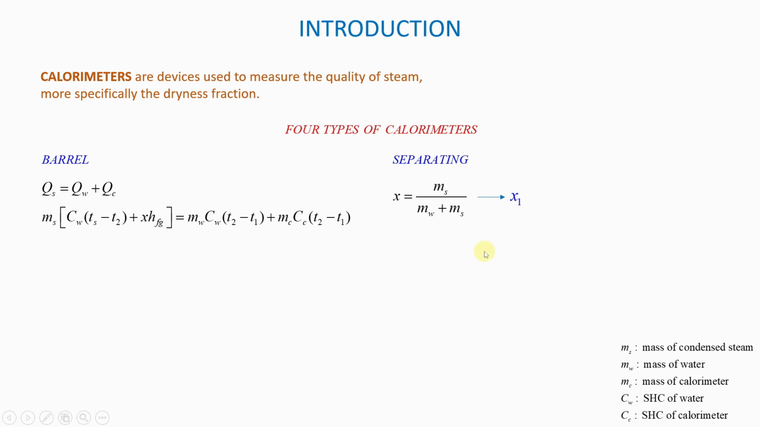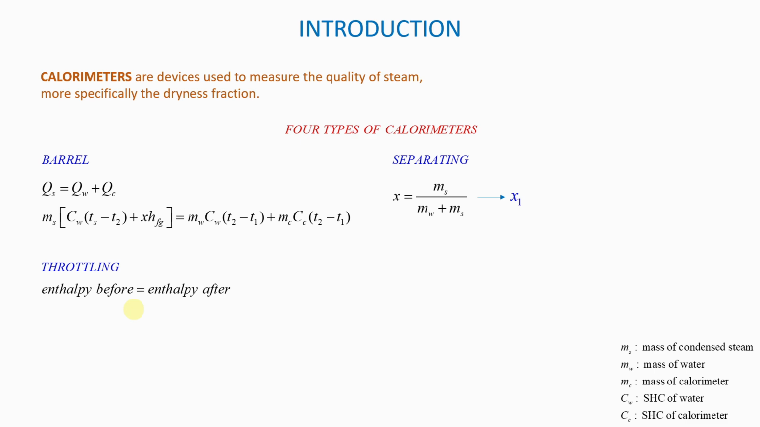After the separating calorimeter, we have the throttling calorimeter. In power machines, when you come across the expression throttling, if they tell you that throttling is taking place, that simply means that the enthalpy before is going to be equal to the enthalpy after. That is the case when you're dealing with throttling. If there is throttling, then the enthalpy before throttling is equal to the enthalpy after throttling.